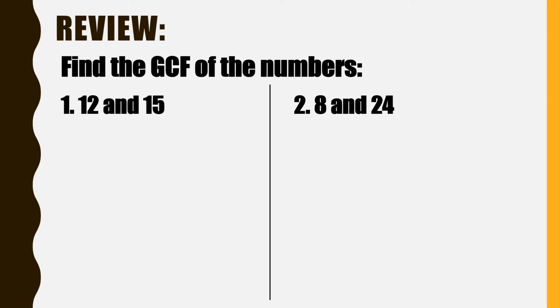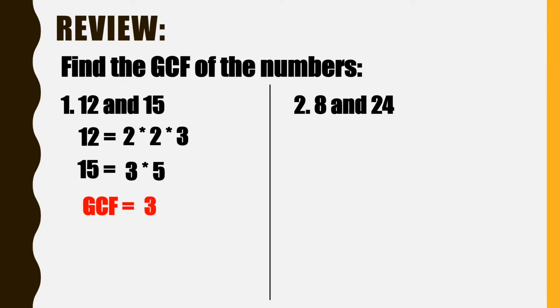Find the GCF of the numbers 12 and 15 using prime factorization. What are the prime factors of 12? 2, 2, 3. So when we multiply them, the product is 12. How about 15? 3 and 5. So 3 times 5, the product is 15. What is the common factor of 12 and 15? That is 3. Meron pa bang iba? Wala na. So therefore, the greatest common factor is 3.